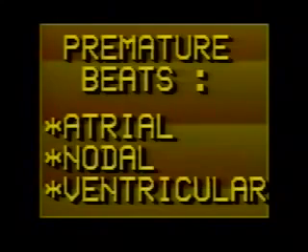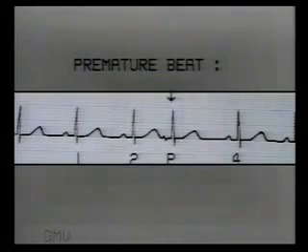A premature beat is a beat arising from an ectopic focus outside the SA node and occurring before the next sinus beat. It may arise in the atria, AV node or in the ventricles, because pacemaker cells are located in the atria, AV node, bundle of His and Purkinje fibers in the ventricles.